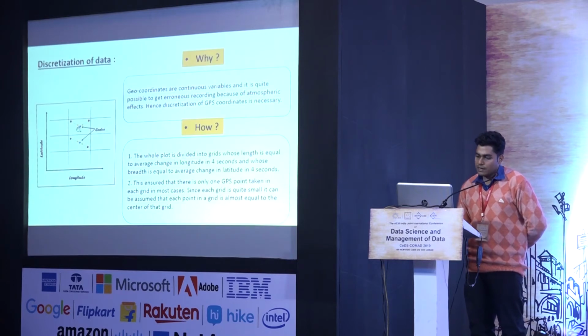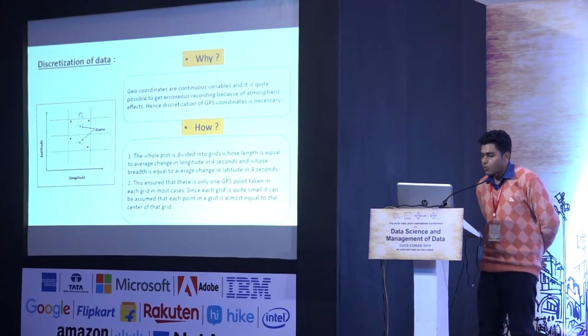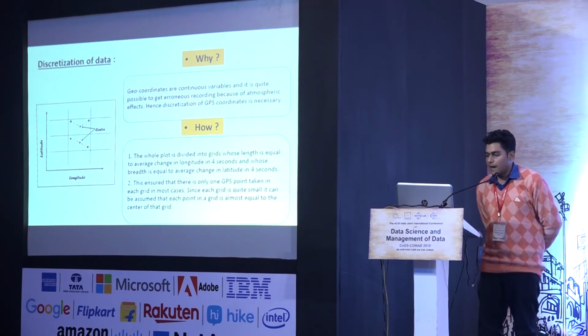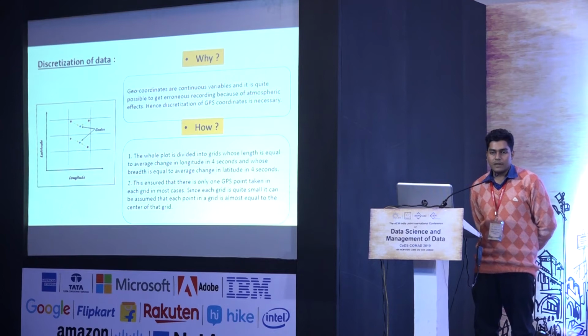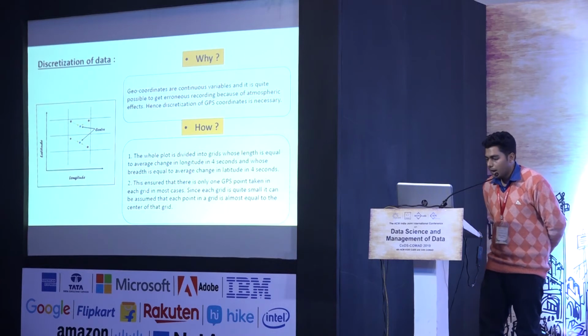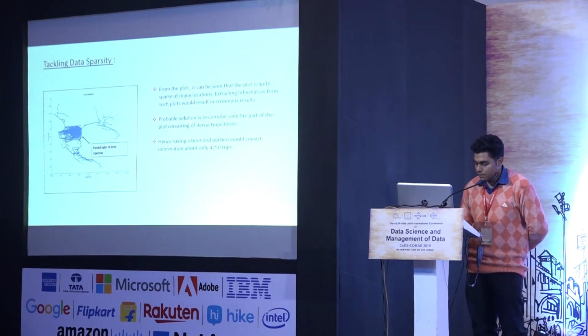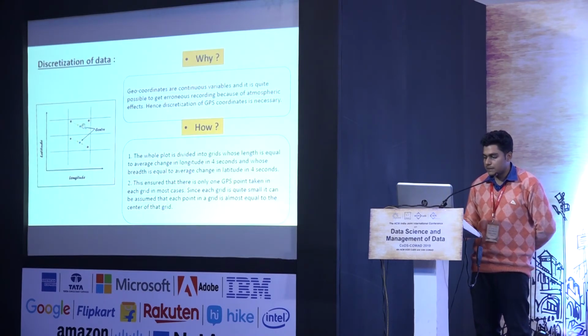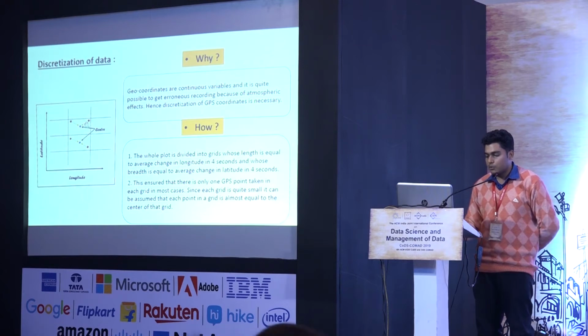Now, next is discretization of the data. So why do we need it? Because geocoordinates are continuous variables, and it is possible that because of atmospheric effects, they may get distorted. So to improve the signal to noise ratio, we need discretization of the data. And how do we do it? This is a plot, so we divide this into this kind of grids. And suppose there are 2 GPS data points in a single grid, we assume it to be at the center only.